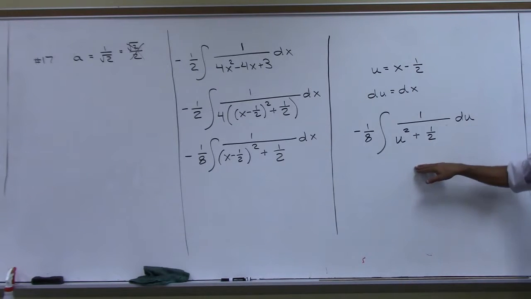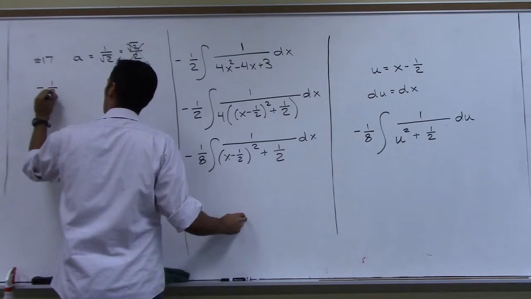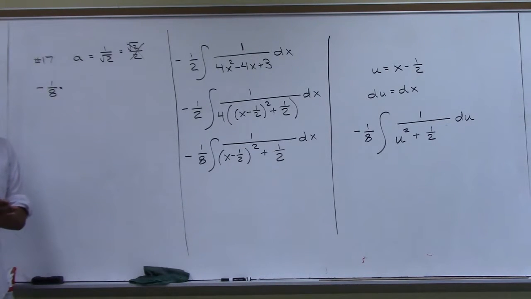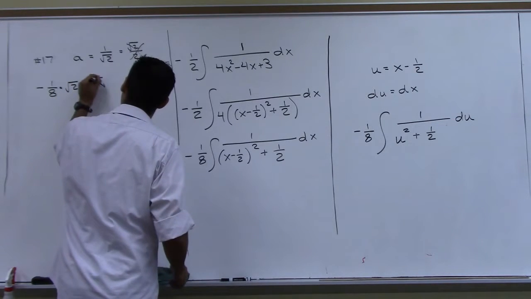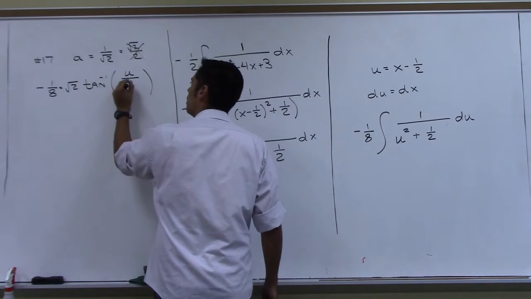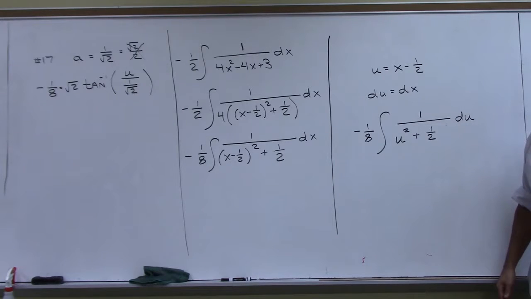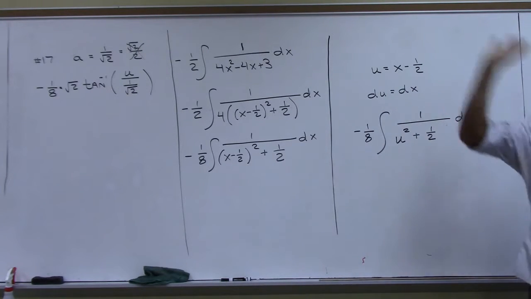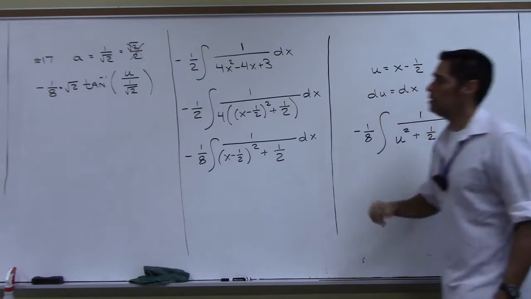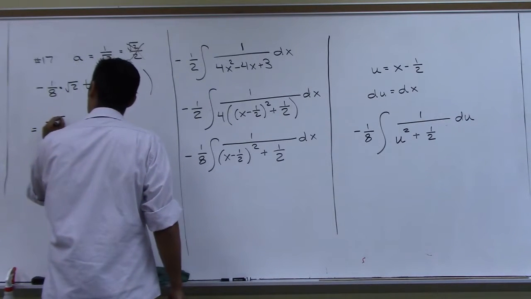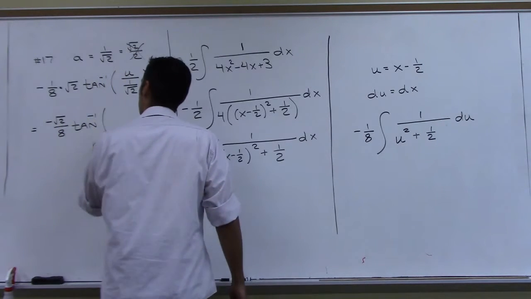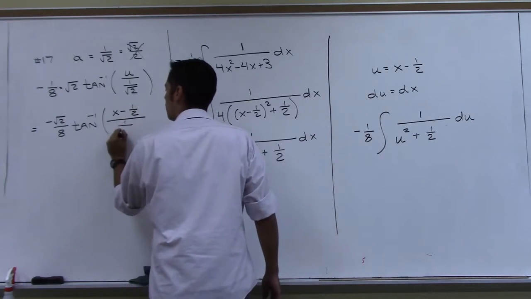And I can go straight to the formula now, can't I? I have a negative 1/8 out here. And now the formula: 1 over A, arctan of U over A, right? So what's 1 divided by A for us? It just flips, just root 2. Arctangent of U over A, which is U over 1 over root 2. But what was U? No, hold on, be careful. Don't confuse this with the other U from the other integral. It's this one right here, x minus a half. So I've got equals negative root 2 over 8 arctangent of x minus a half over 1 over root 2.